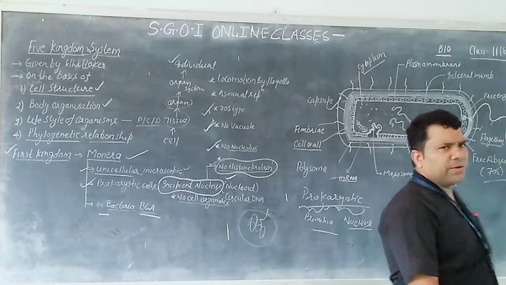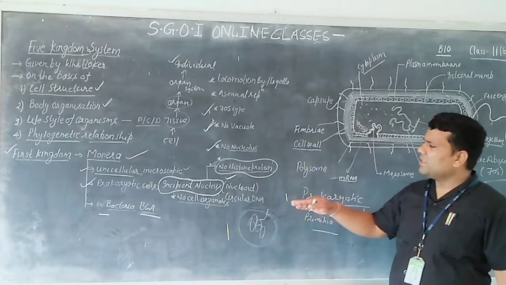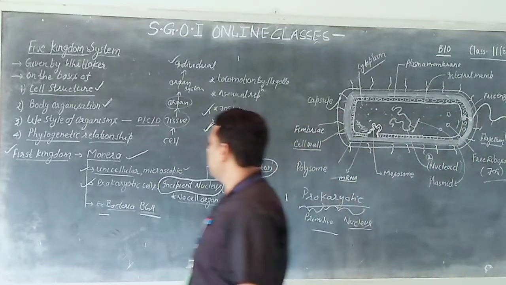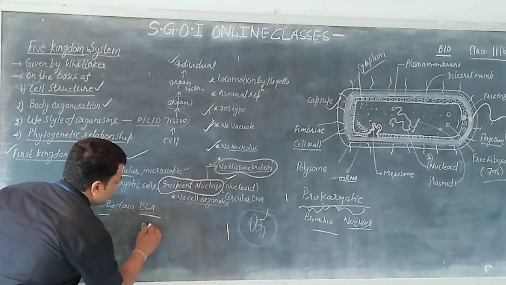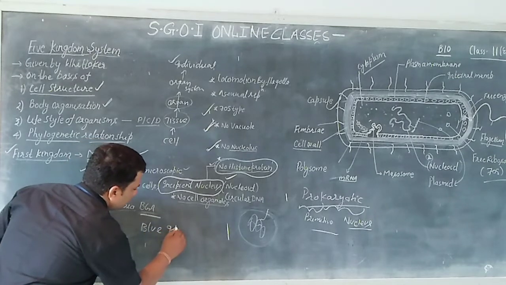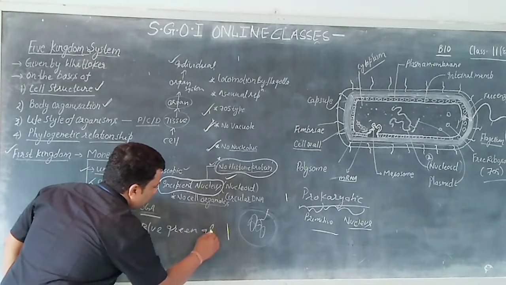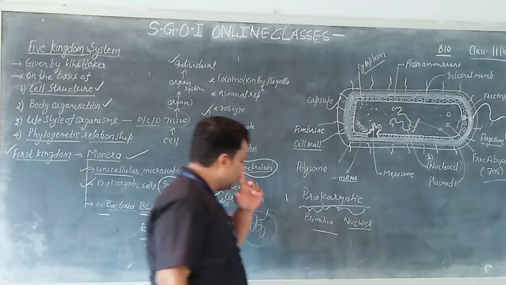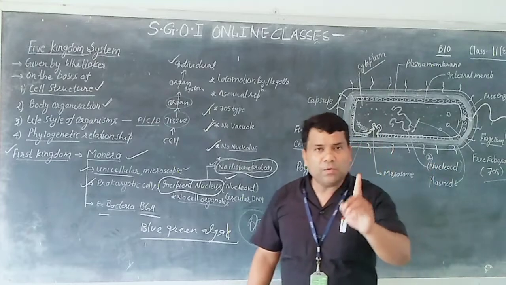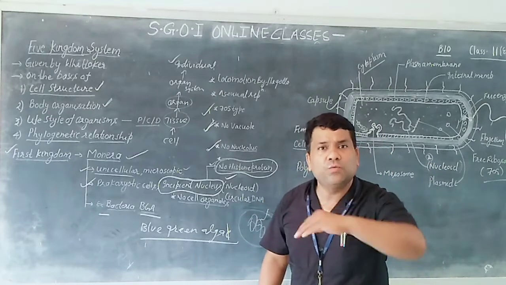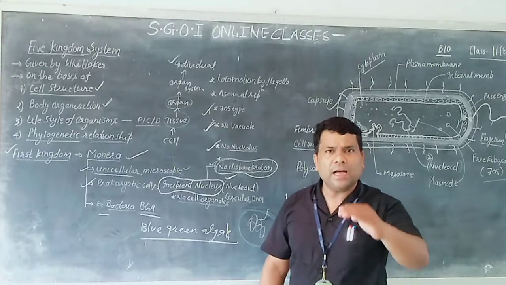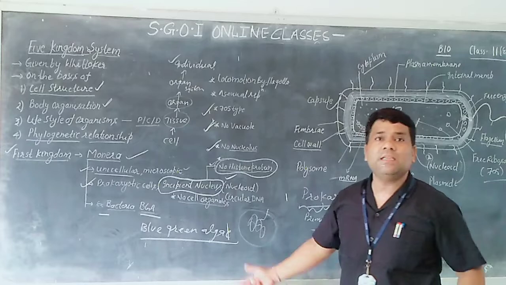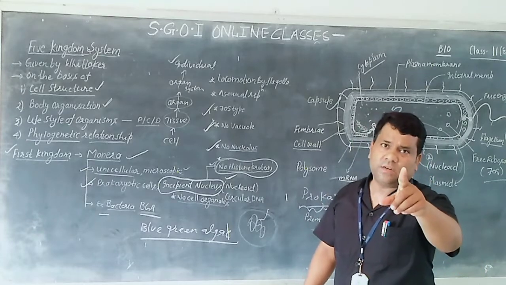It means prokaryotic cells. So here, what are the examples? The examples are bacteria and BGA. BGA is actually called blue-green algae, and this is a very important point. Note that algae are actually eukaryotic cells. Okay, algae are actually eukaryotic cells, but the blue-green alga is a prokaryotic cell. This is one exception.